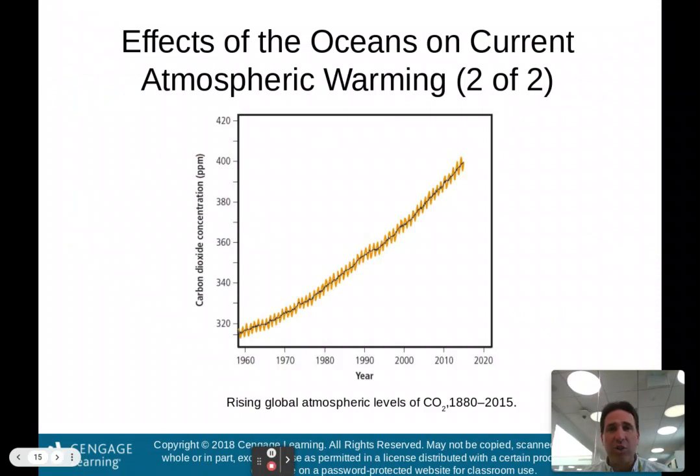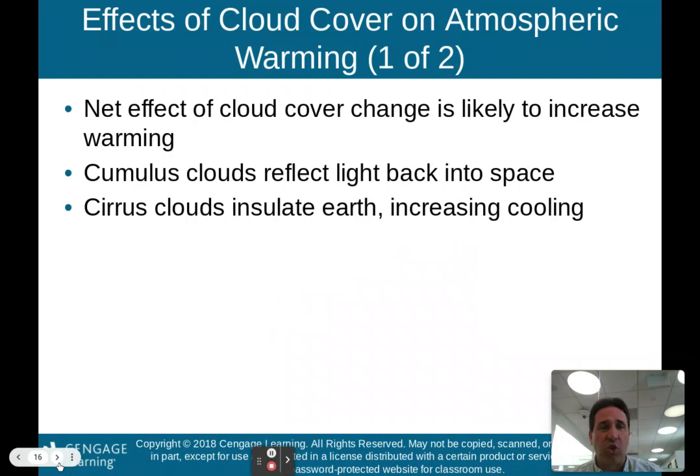Here is the effect of oceans on current atmospheric warming, or this is basically just showing the rise in global atmospheric levels of CO2. Again, look at that increase. That's been a direct increase since 1960. This is the carbon dioxide concentration in the atmosphere. And you're going to notice that the atmospheric levels of carbon dioxide, while on a year-to-year basis they fluctuate up and down, this trend since 1960 has been directly up, and we need to unfortunately change that trend.